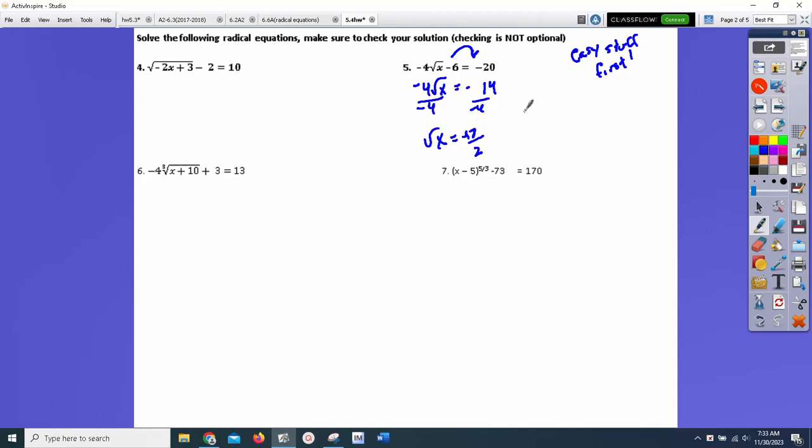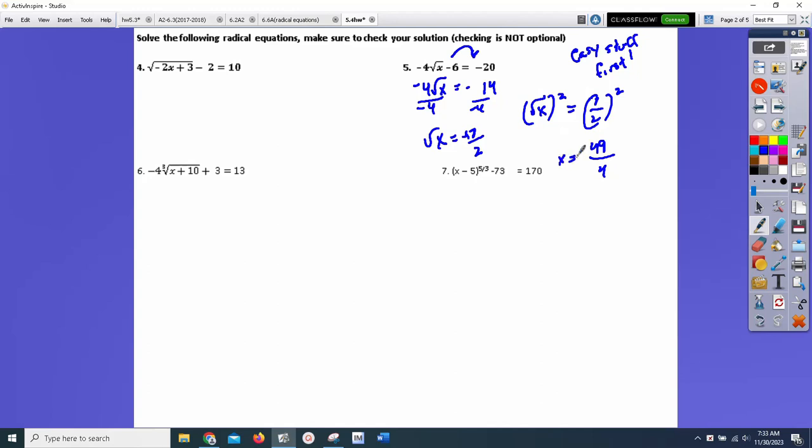And now the opposite of square rooting is squaring. So we're going to do the inverse operation. The inverse of square rooting is to square. Now 7 times 7 is 49. 2 times 2 is 4. So here's x.